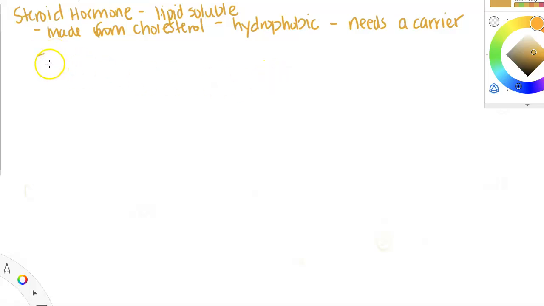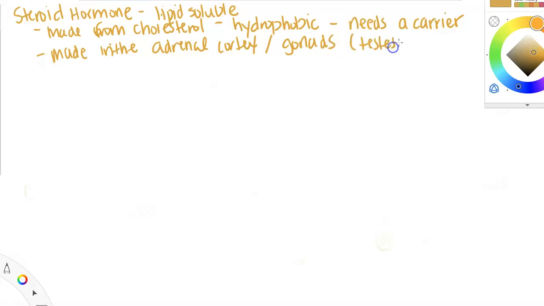Steroid hormones are made in the adrenal cortex and also the gonads. So the testes and ovaries.